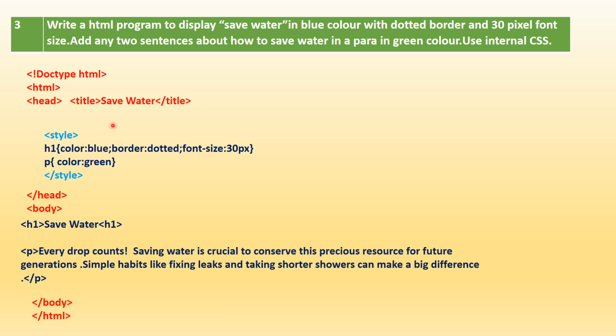We will write style inside the head section. See, save water in H1. We have a paragraph. Now this save water, which is in H1, we have to give 3 properties. Color is blue, semicolon, border is dotted, semicolon. After that, font size 30 pixels. Entire thing, H1 is the selector. Then the next paragraph, which is in green color, color is green, P as a selector, braces open, braces close.